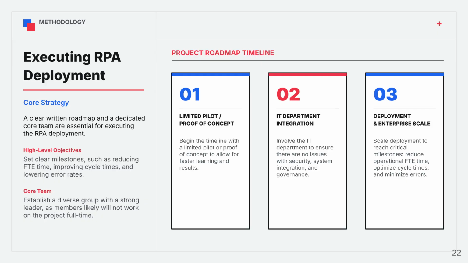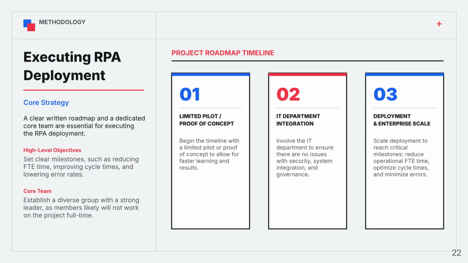The roadmap usually starts with a limited pilot or proof of concept. Instead of automating an entire department immediately, organizations first automate a small, low-risk process. This allows the team to validate the solution, gain practical experience, and identify improvements before expanding automation further. The next phase involves close integration with the IT department. IT teams ensure that the software robots comply with security policies, integrate correctly with existing systems, and meet governance and infrastructure requirements. Their involvement is essential for building reliable and secure automation solutions.